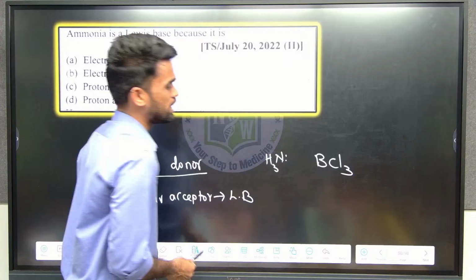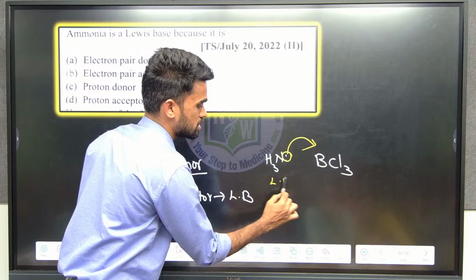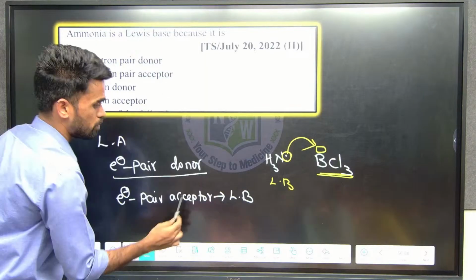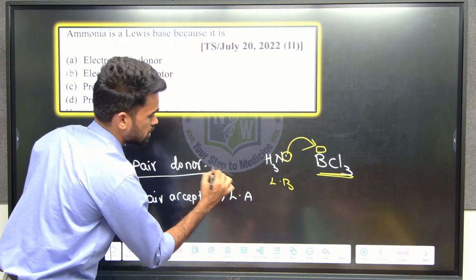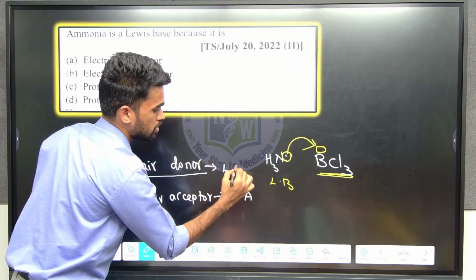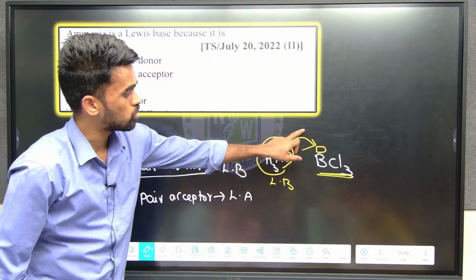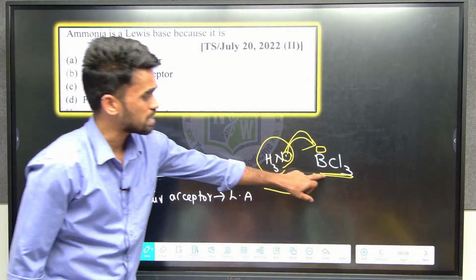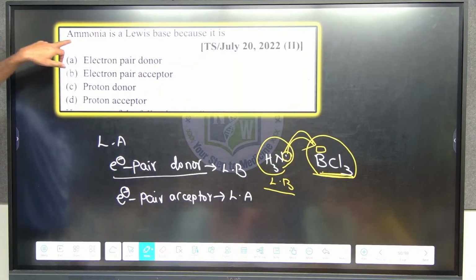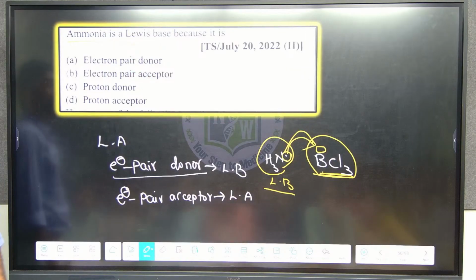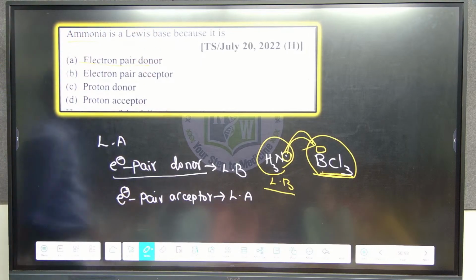See, who is donating the electron pair here? So this is Lewis base. Who is accepting the electron pair? So the electron pair acceptor is Lewis acid. This one is electron pair donor, Lewis base. Okay, see, who is donating? Ammonia is donating. So electron pair donor is Lewis base. Who is accepting? BCl3. So this is Lewis acid. So now tell me here, ammonia is Lewis base because it is an electron pair donor. That's it.